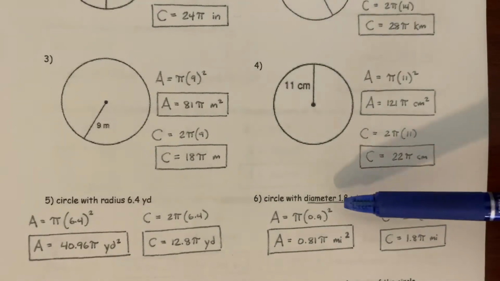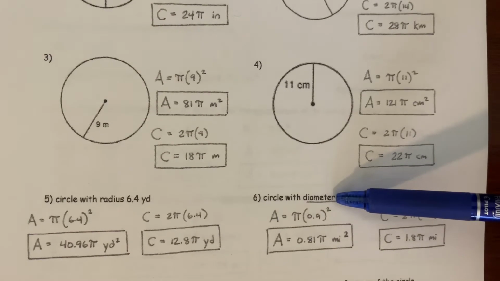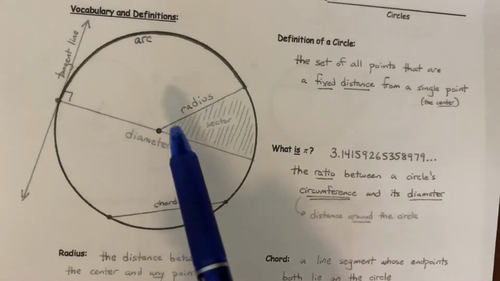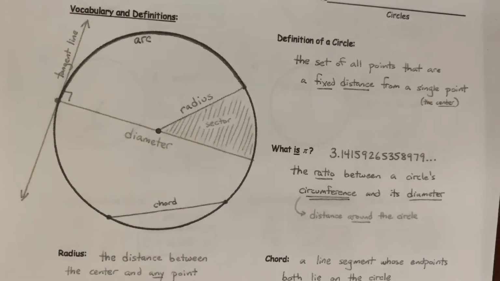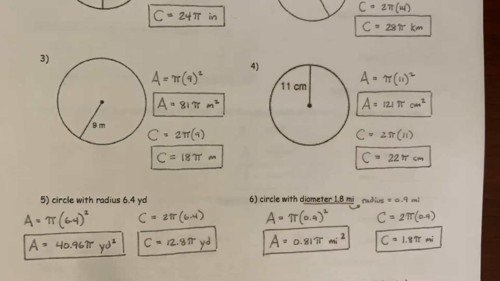And then over here, you're not given the radius, you're given the diameter. So you just have to remember what those definitions said at the very beginning, where the radius was just from the center to the outside, but the diameter goes all the way across. So if you know the diameter, you know the radius, which means you know everything. Plug in that radius and you are good.